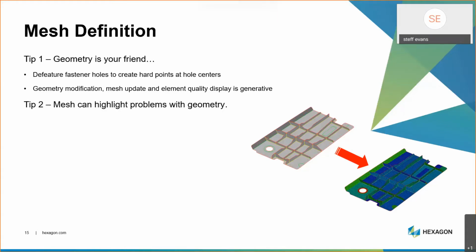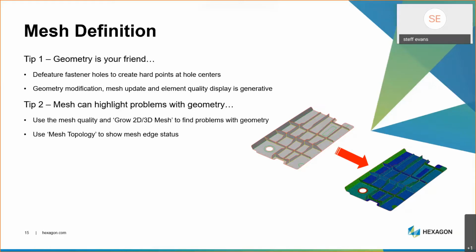Okay. Tip 2: mesh itself can be used to highlight problems with geometry. So if you had a very small sliver surface in this geometry, you can use a rudimentary 2D mesh and then the Grow 2D mesh, 2D 3D mesh to highlight any problems. And then we can use the mesh topology to show the edge status. So similarly here on the image that we've got top left, this is geometry where we've got red, green, and yellow lines. We can do the same thing for the resultant mesh to show the edge status as well. That can help us understand the underlying geometry.